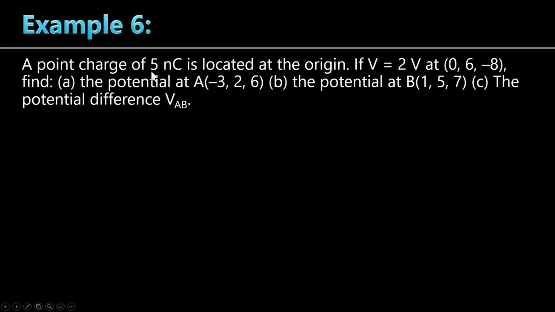Next, example number 6. A point charge of 5 nanocoulombs is located at the origin. If V is equal to 2 volts at 0, 6, negative 8. Ano daw ang potential at point A? Ano daw yung potential at point B? At ano daw ang potential difference na VAB? Okay. So, dito, meron tayong isang point kung saan given ang potential. Ano? Given yung point na 0, 6, negative 8 at dun daw sa point na yan, ang potential ay 2 volts. So, lagyan natin ng representation ito ha.